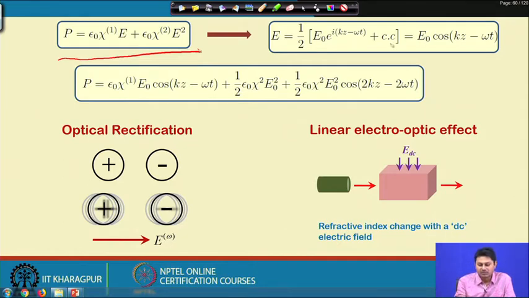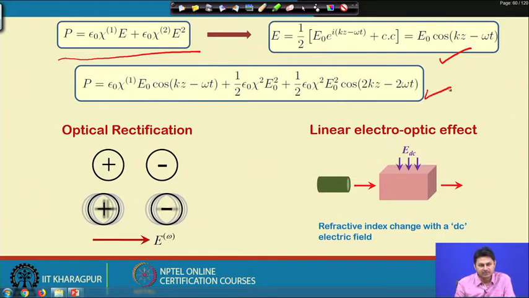So, we add a complex conjugate term, CC, to make it real. This complex conjugate term adds up with the main term, so it gives rise to a real quantity, which is nothing but E 0 cos (k z minus omega t). When we use this electric field, this becomes my total electric field.